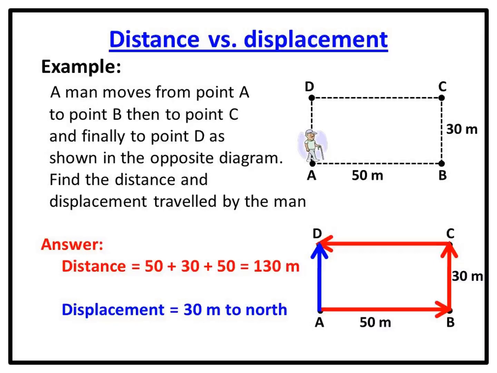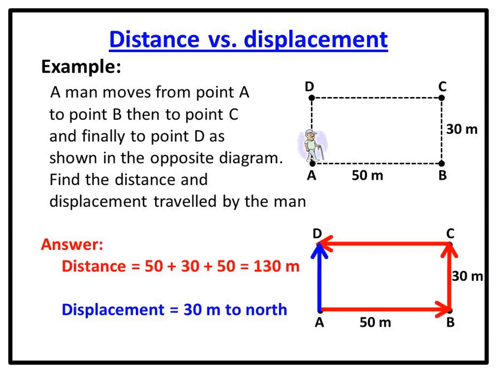Okay children, see here, now we are going to add the distance. What is the distance? 50 plus 30 plus 50. CD is at the same distance as AB, no? So we have put 50. The man is traveling from A to D. So the distance he traveled is added, that is 130 meters.